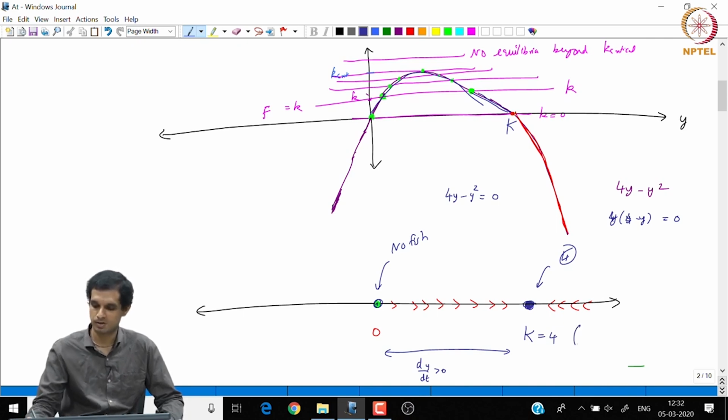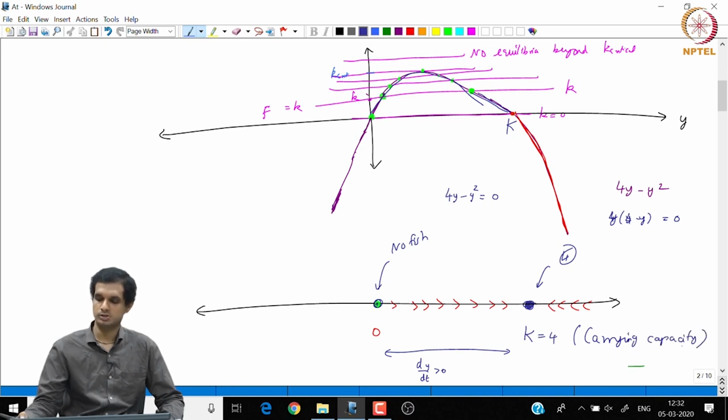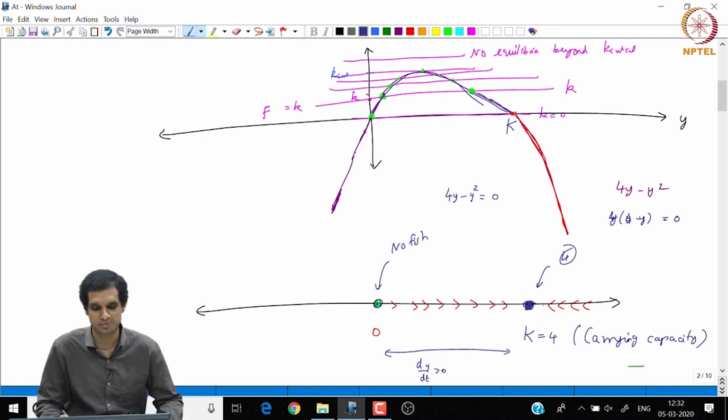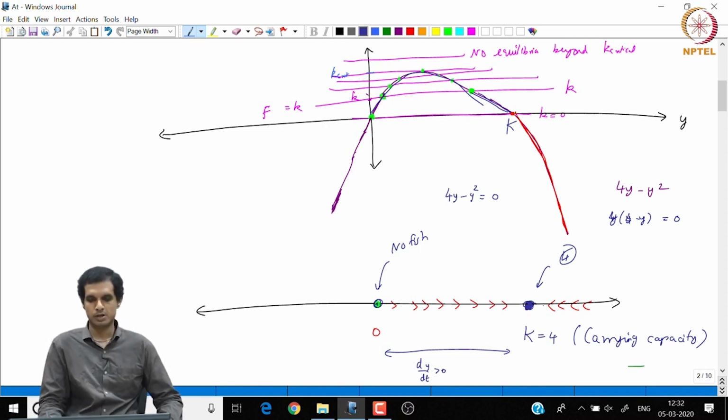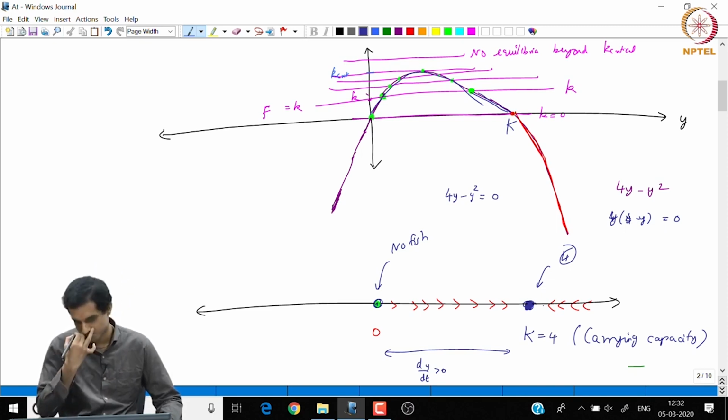So, this 4 is kind of called the carrying capacity of the river in population biology literature. So, we see that the carrying capacity is 4 when the harvesting rate is 0. So, the population settles at 4. Of course, a physical population of 4 may not make sense, you may treat y as population in thousands or 10,000s to make more sense out of it.